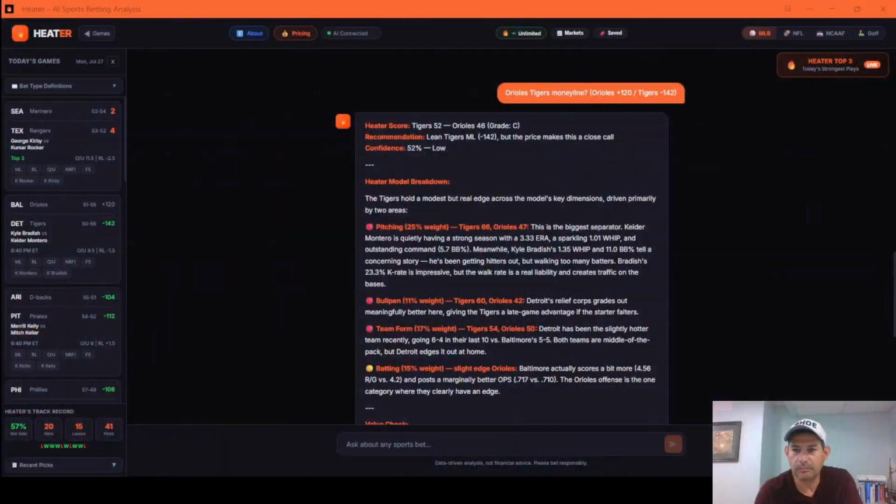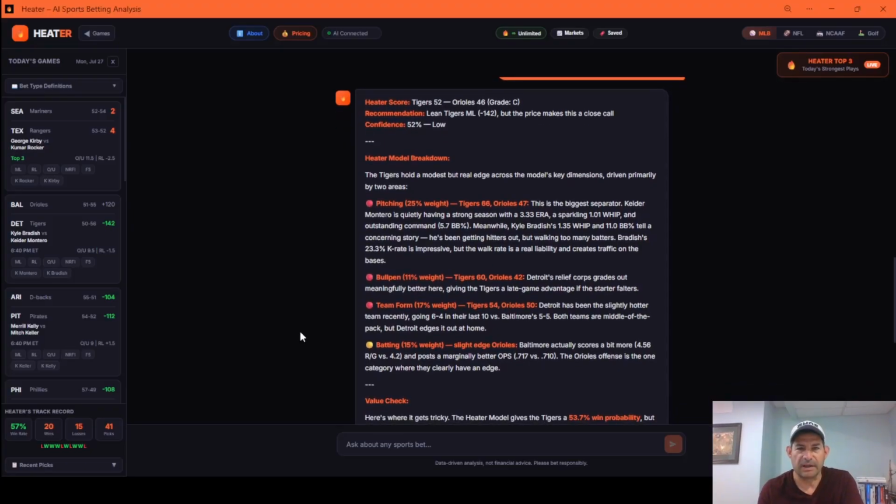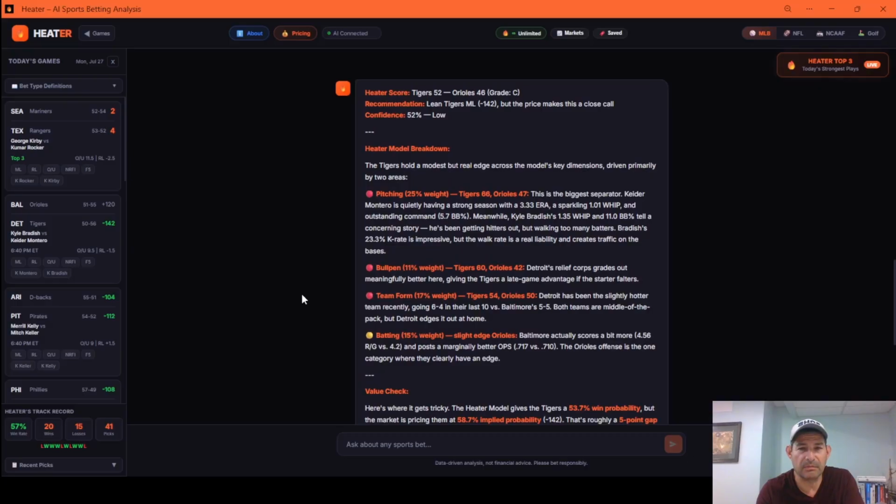Let's look at a live demo on Heater and we'll see how some of this works. So here's exactly what we're talking about. In the Tigers Orioles game, the Tigers are minus 142 on the money line, the Orioles are plus 120. That's a solid lean in favor of Detroit.